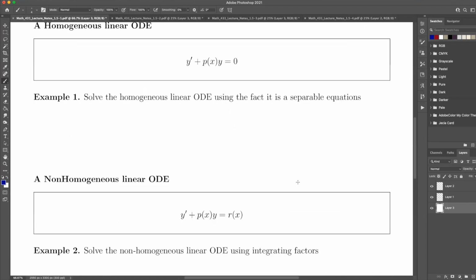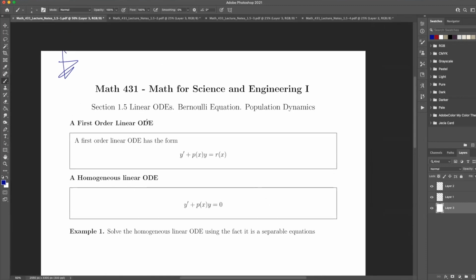Right, so we're going to talk about linear ODEs. Once we have stuff linear, life gets easier. We'll talk a little bit about Bernoulli's equation, and we'll do a little bit of population dynamics, but mainly we're going to try to solve linear ones. If it's first order and linear, it has this form.